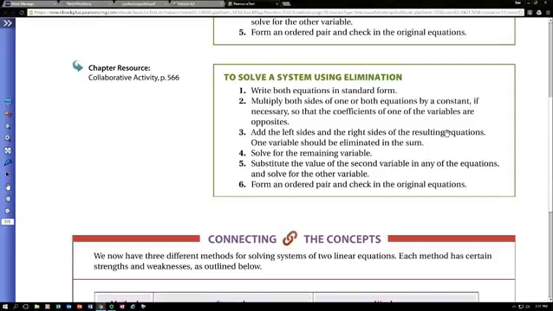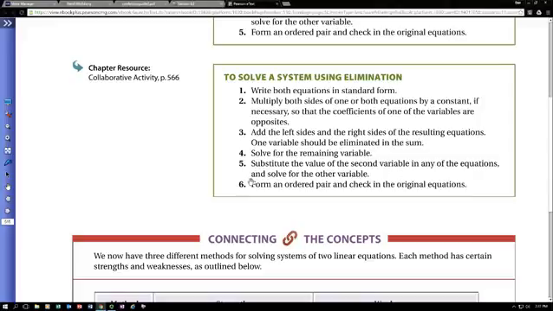So they're telling us we want to set up additive inverses for one of the variables, and then we add the left sides and the right sides of the resulting equations. So in fact, we actually eliminate one of these variables, right? Then we solve for the remaining variable, and now I have a value for x or y depending on which way it went. I substitute that back into one of the original equations, and I can get the value for the other variable, and now I have an ordered pair.